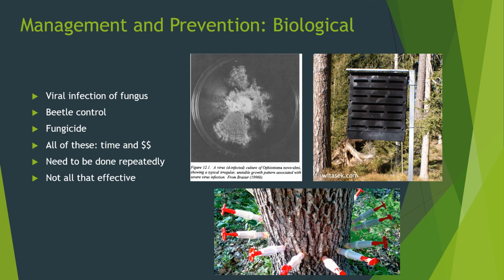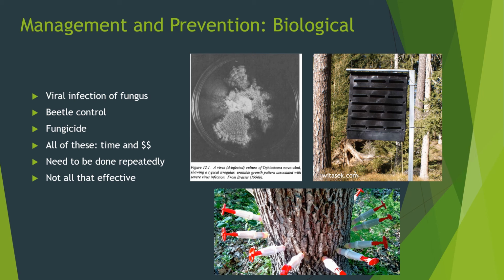Biologically, there's some pretty interesting controls. There is a virus that will infect the fungus, and they're known as D-infections. This plays a large part in the Asian control of native ophiostoma. You can control the beetles since they're a major vector. There are these things like pheromone bait traps where the beetles will hatch, and instead of finding a new elm tree, they'll fly into the traps and die.